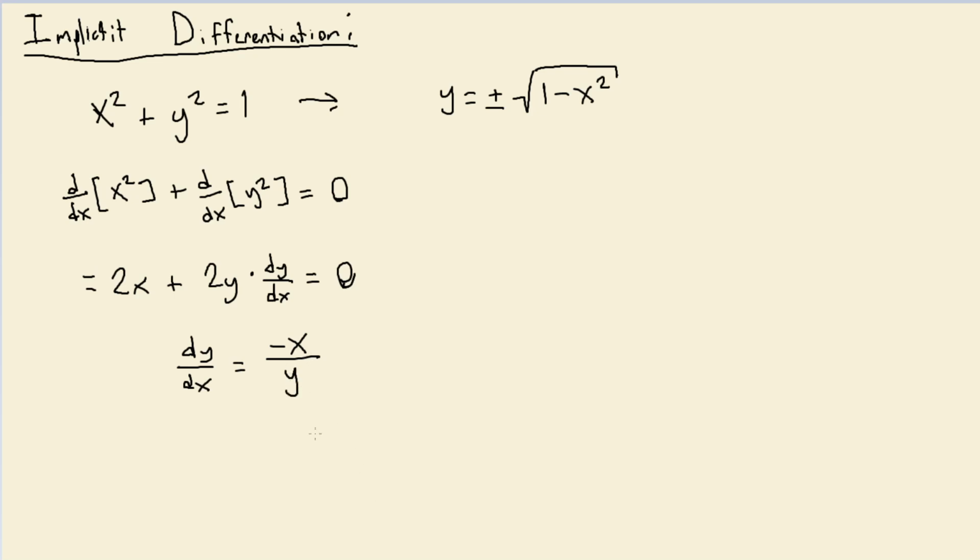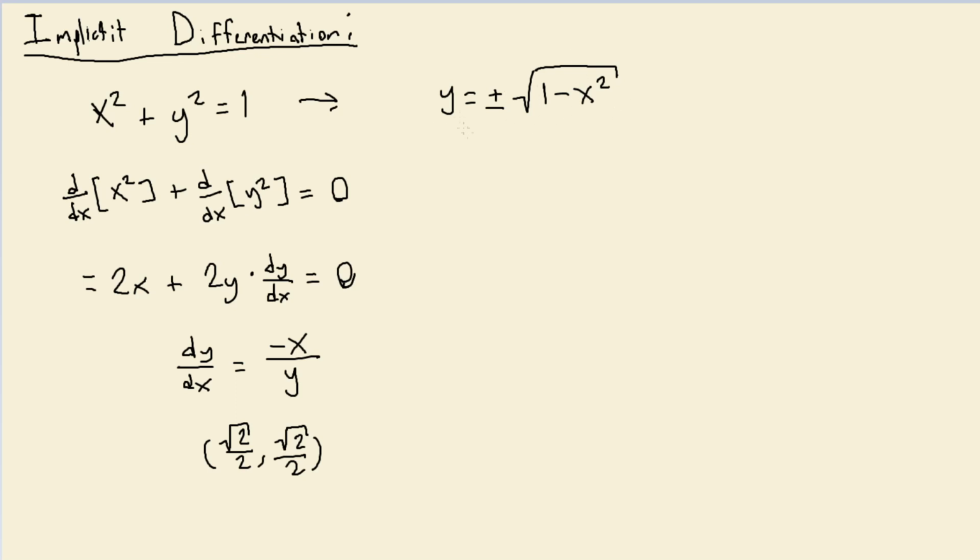And so if I give you some points on the circle, for example, if I gave you the point on this circle, square root of 2 over 2, square root of 2 over 2, you would very quickly be able to tell me that the slope of a line tangent to the circle at that point would be equal to negative 1, right?